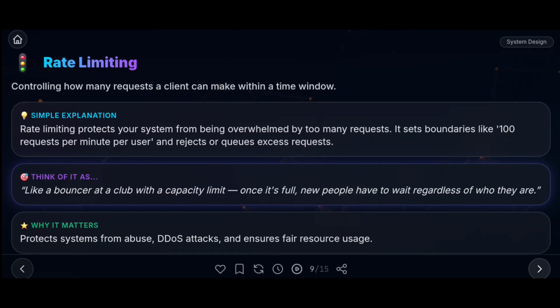It means if a server is getting a lot of requests from a single user, it will not have time to serve other users. So that is the reason they put some rate limiting, and they put a condition like in a second or in a minute they can accept some n number of requests, and for other exceeding requests they need to wait for some other time slot. Think of it as like a bouncer at a club with a capacity limit. Once it's full, new people have to wait, regardless of who they are.